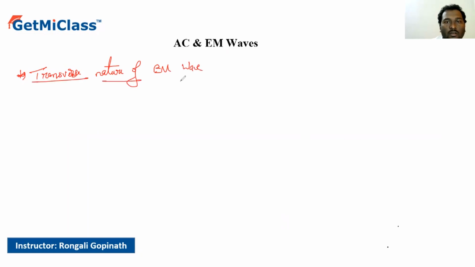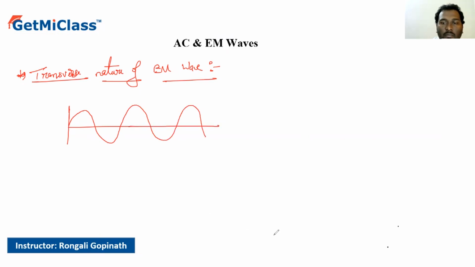What is this transverse nature of EM wave? Here we learned that this electromagnetic wave has both electric field as well as magnetic field. But how do they oscillate? They oscillate perpendicularly, somewhat like this. If electric field is oscillating in one plane like this, the magnetic field will be oscillating in a plane which is perpendicular to this electric field like this.